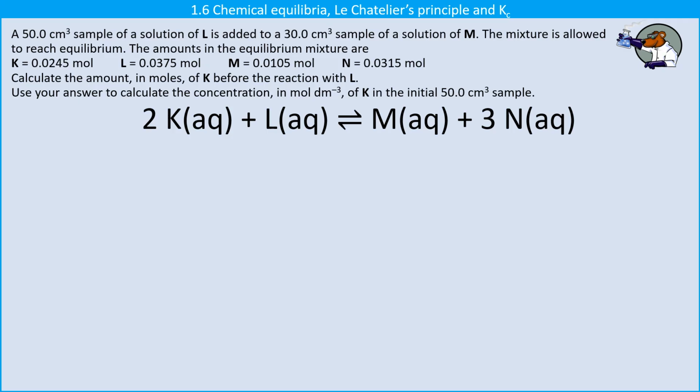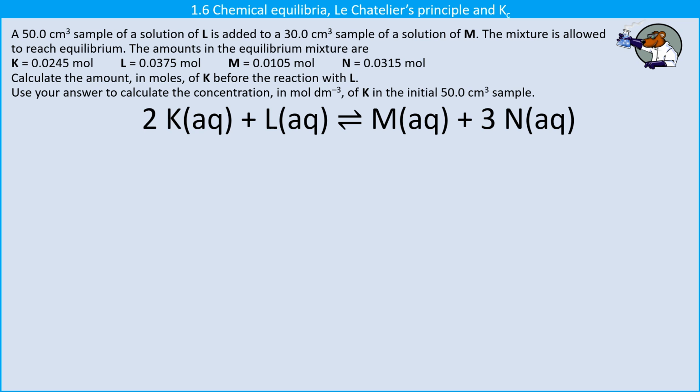A 50 cm³ sample of a solution of L is added to a 30 cm³ sample of a solution of M. The mixture is allowed to reach equilibrium. The amounts in the equilibrium mixture are 0.0245 moles of K, 0.0375 moles of L, 0.0105 moles of M, and 0.0315 moles of N. Calculate the amount in moles of K before the reaction with L. Use your answer to calculate the concentration in moles per decimetre cubed of K in the initial 50 cm³ sample.